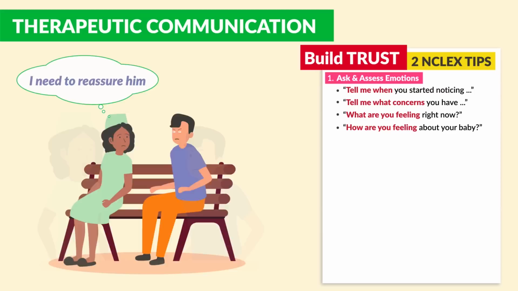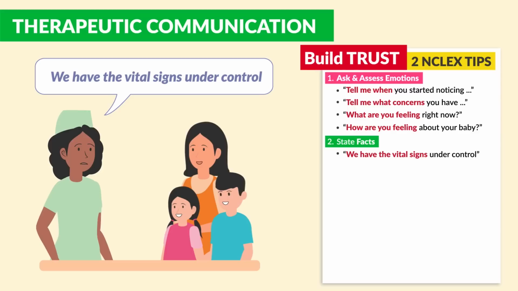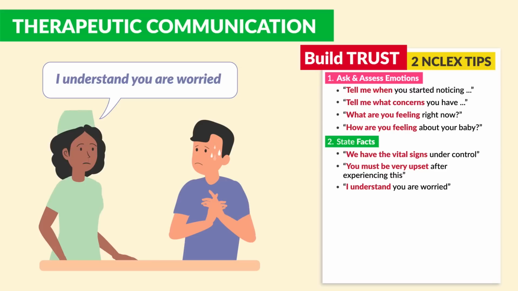Now number two, our second NCLEX tip, is always state the facts to build trust and reflect on how the patient feels. So for example, we have the vital signs under control. This helps to build trust with worried family members. Or you must be very upset after experiencing this. Or I understand you are worried. This portrays empathy. All we're trying to do is state the facts that are going on.